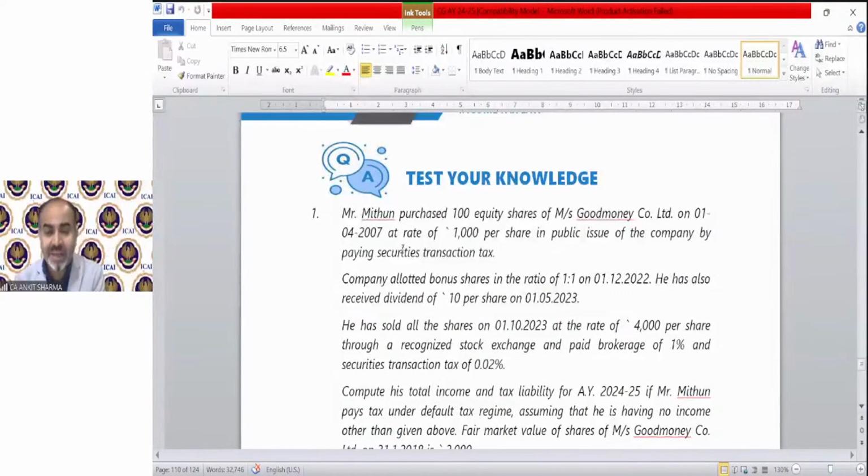If somebody is asking, sir, how the rebate came in the question, somebody is asking, sir, why rebate is 25,000. That is because you have not properly remembered the provisions which have been discussed in chapter number 1.